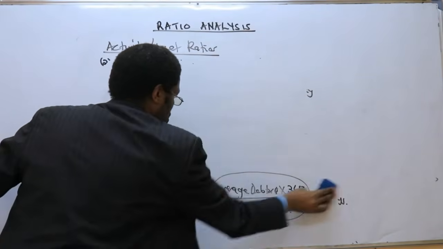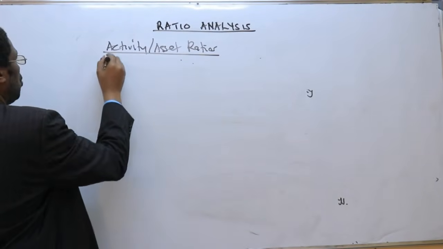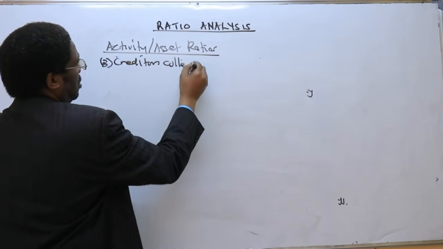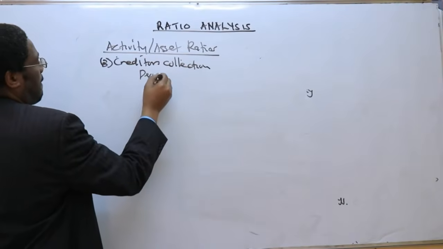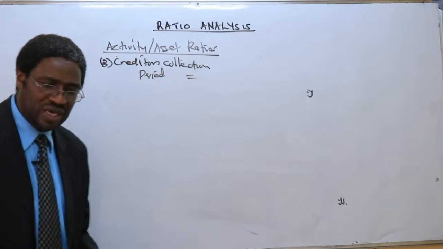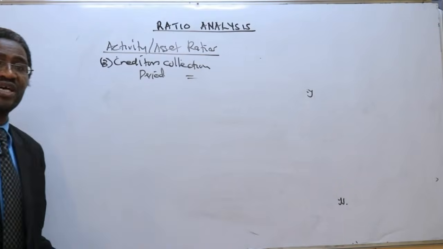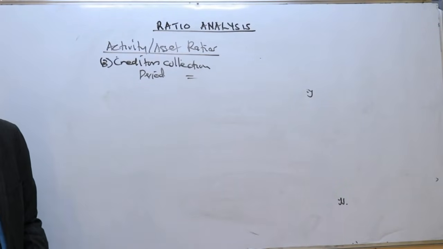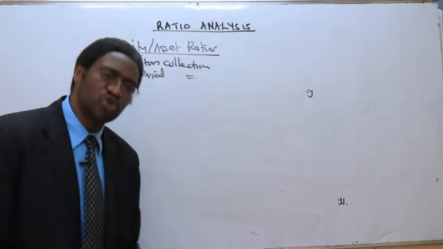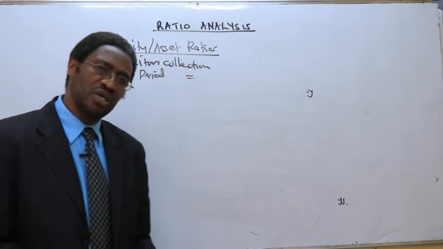And our third ratio is called creditors collection period. Again, before you even give the formula, what does it tell you? Creditors collection period, what does it tell you? It tells you how long it takes you as a company to pay your creditors.